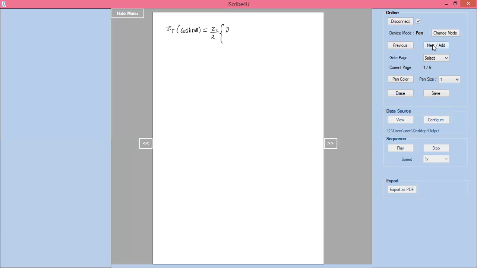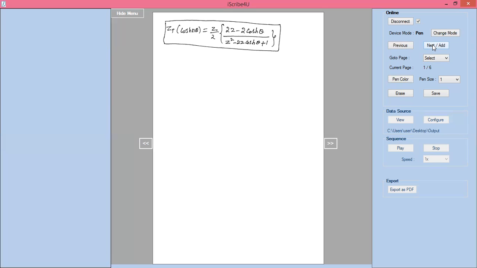Z by 2 into 2z minus 2 cos h theta, divided by z square minus 2z into cos h theta plus 1. This is the Z transform of cos h n theta.